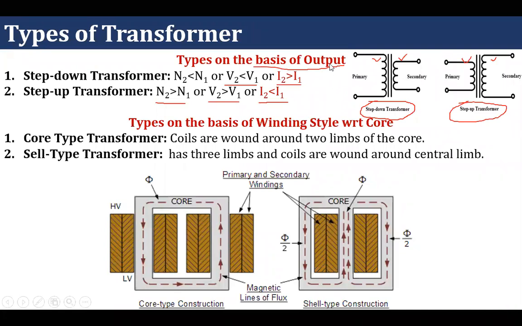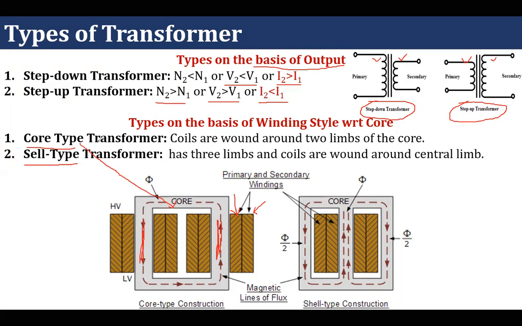On the basis of winding style on the core, a transformer can be of two types: core type transformer and shell type transformer. In the core type transformer, winding is done on the two side limbs. This is one side limb, and this is another side limb. Firstly, primary winding will be done, and then upon the primary winding, secondary winding will be done, and the total number of turns will be divided into two halves. One half will be on one limb, another half will be on the other limb.